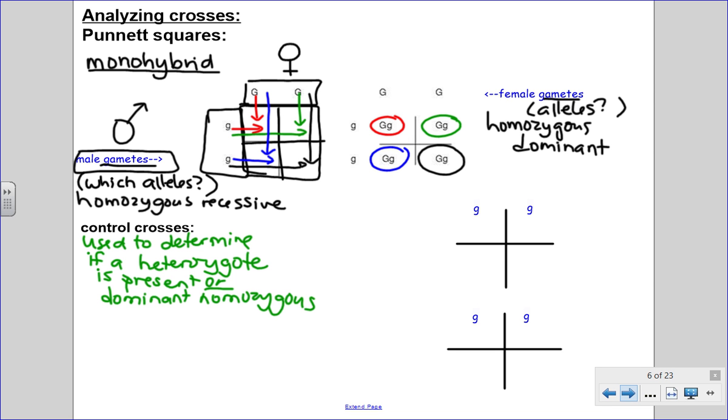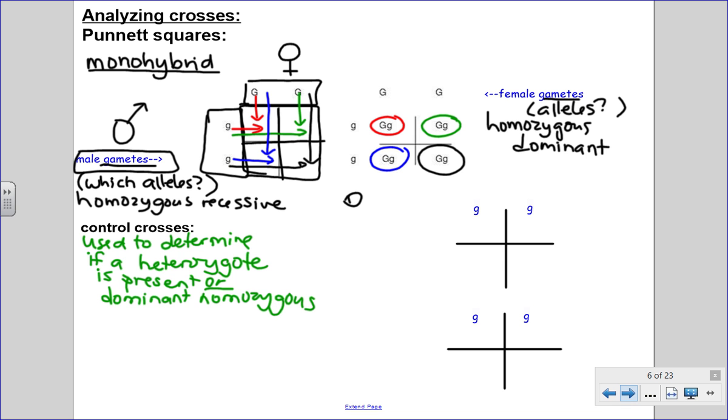Because to look at them, you wouldn't know. For example, as a general rule, having brown eyes is the dominant characteristic for eye color. But if I just look at you and see that you have brown eyes, I don't know if you have two copies of the dominant gene or one dominant and one recessive. There's nothing that shows me that. So a control cross is used to determine what the organism has.